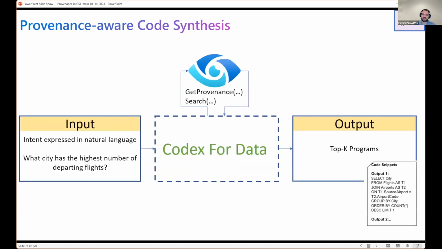All right, so the final project where we're trying to take a more provenance-aware angle is code synthesis. And here the input is some intent expressed in some natural language. For instance, let's say we want to compute what city has the highest number of departing flights. This question in natural language is going to be input to the Codex for data system that the team is building. How the system works is that it's going to be searching within Purview for tables related to cities, flights, and airports. It's going to be taking the provenance of these tables, and it's going to be spitting out top K programs using this information that are going to be best answering the input question.